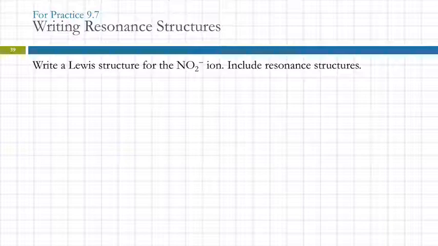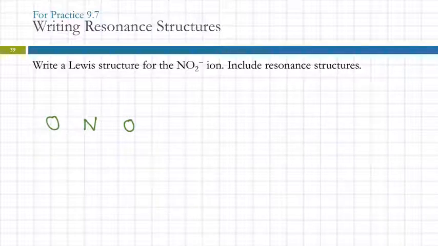Okay, so write a Lewis structure for the NO2 ion, the nitrite ion, include resonance structures. Well, we've got 2 oxygens and a nitrogen, and we have to figure out how to put them together. There isn't any hydrogen to stick on the outside. Another guideline is that more electronegative elements are typically on the outside. What's more electronegative, nitrogen or oxygen? Who's closer to fluorine? Oxygen. So let's put the nitrogen in the middle and put the oxygens on each side.